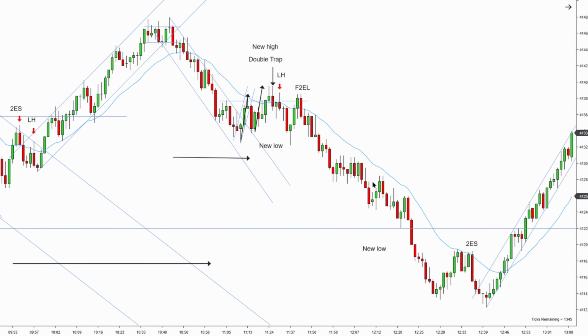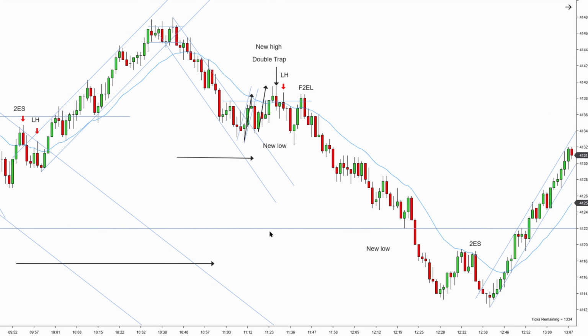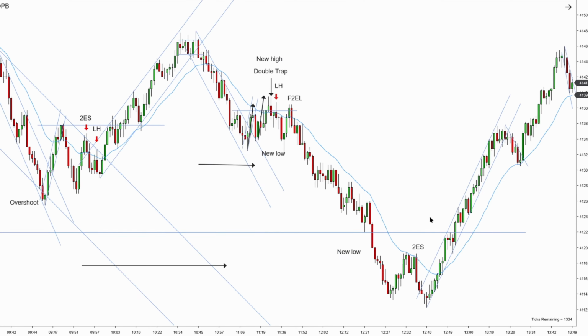And notice, a big move to a new extreme was made. You're at the low of the day. You have a second entry short, but you cannot take the second entry short because the main downtrend played out. And the market is reversing all the way to the upside.